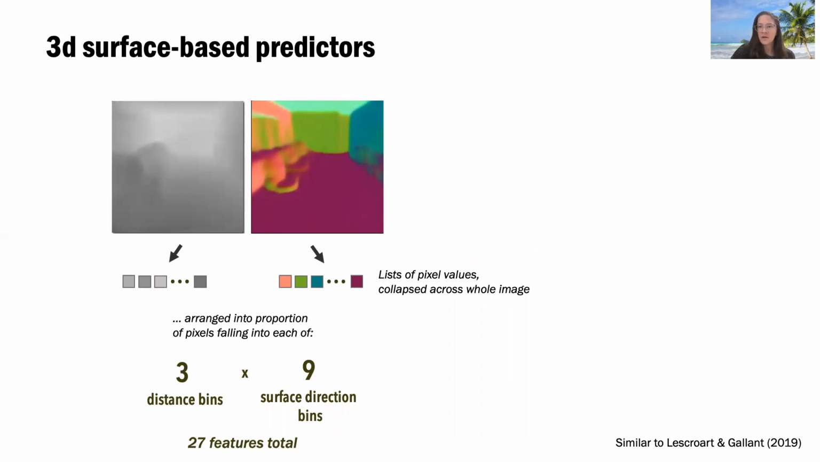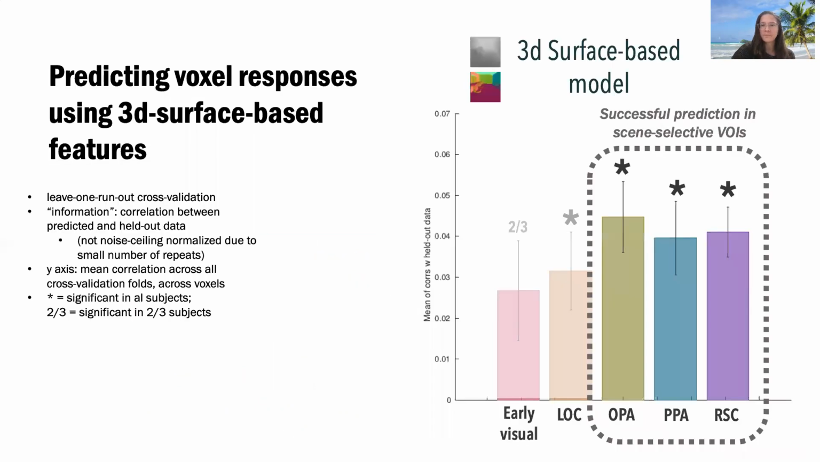And this is how we turned those maps into the predictors for the encoding model. And if you're familiar with this previous paper, it's similar to their model, just with fewer features. So we start with the distance map and the surface direction map of each image, and we make one long list with each pixel as a single value. And the features are the proportion of pixels that fall into each combination of 3 possible distance bins and 9 possible surface direction bins. And that gives us a total of 27 features for this model.